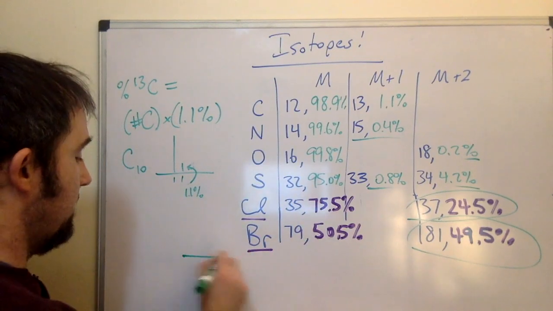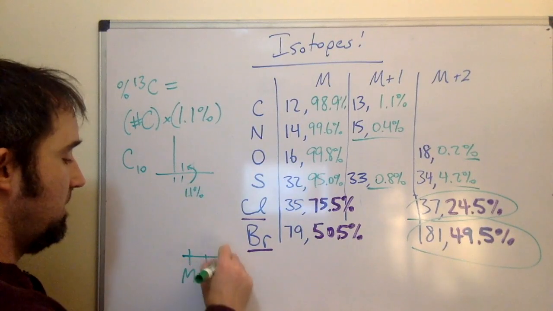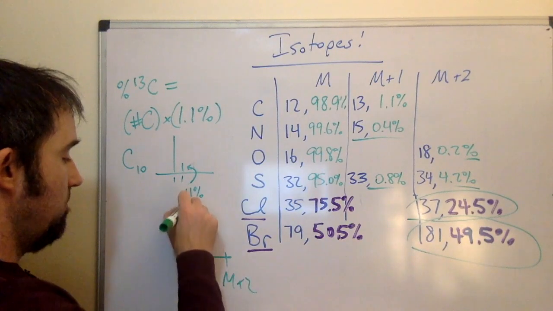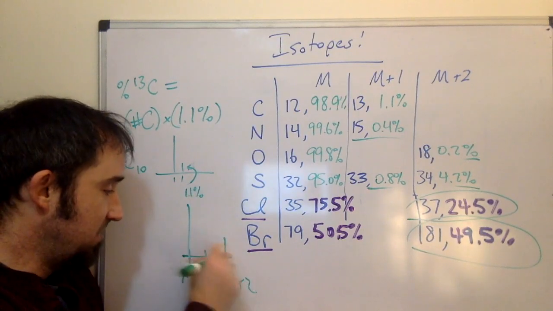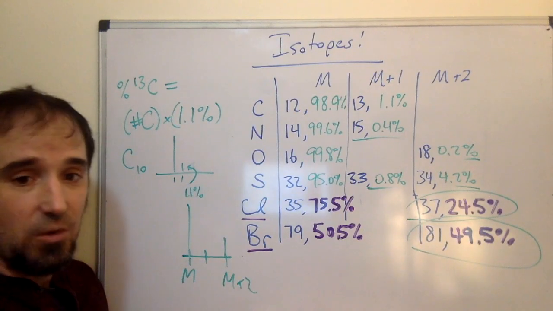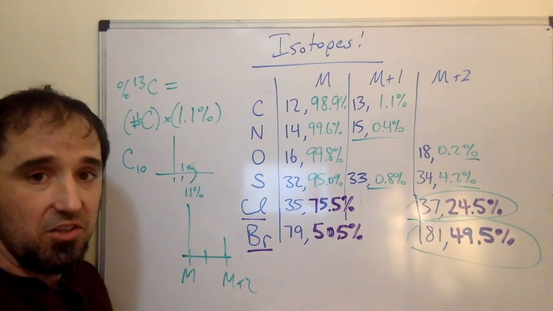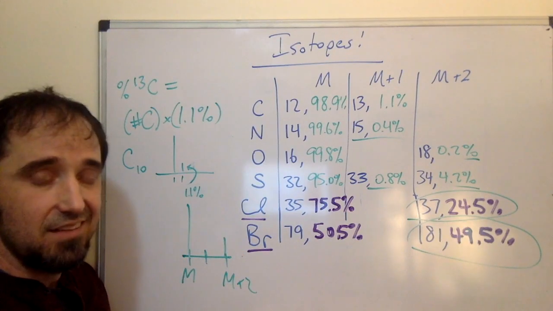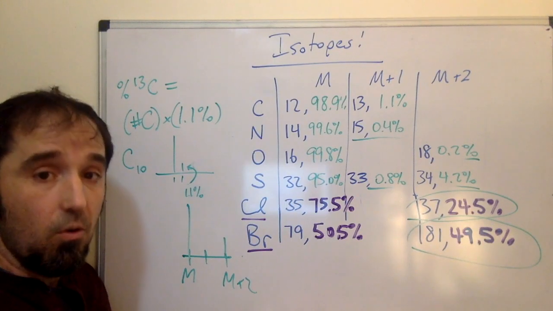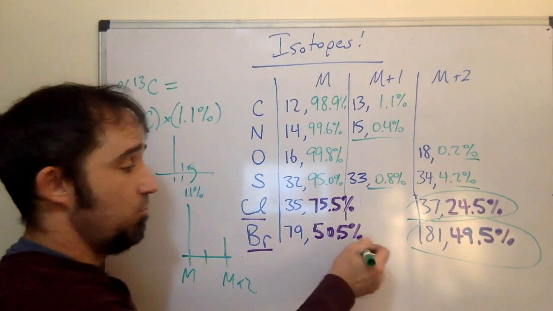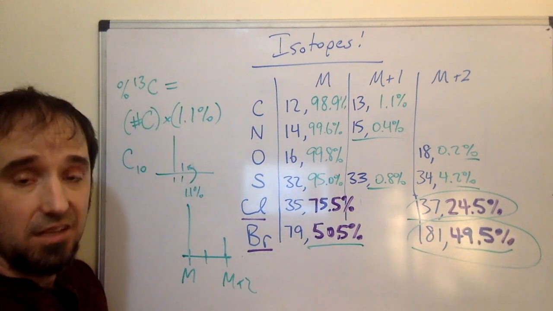So what does that look like? Well, it looks like here's M, and here's M+2, a peak 1/3 the size. Little peak for C13 maybe. Right? So when I see that kind of 3-to-1 ratio, that's a pretty good sense that I should start thinking about chlorine. Bromine is even easier to spot because now it's pretty much 50-50, literally.